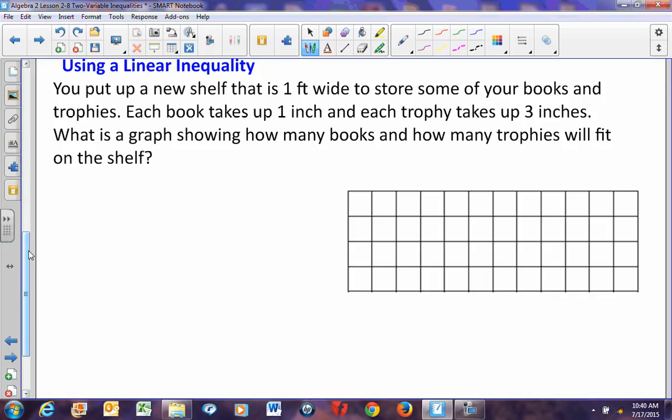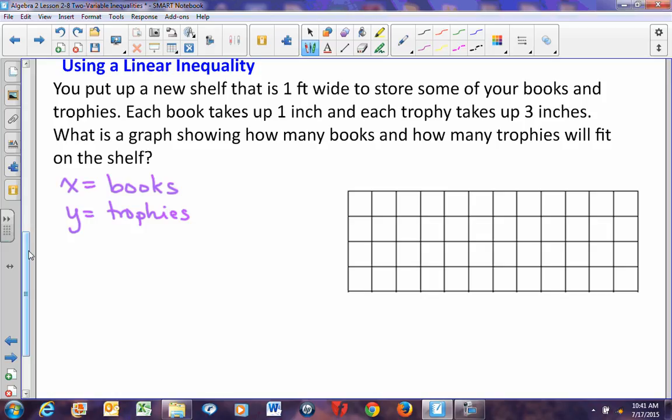Notice it's not asking me to give a set of solutions, it's just asking me to graph it. So if I'm going to graph this, first thing I need to do is define some variables. Since I'm working with trophies and I'm working with books, I'm going to let x equal books and y equal trophies, and it doesn't matter which one is which. But I do know that if I did it the other way around, it wouldn't fit on my piece of graph paper there. That's the way I oriented my graph paper.